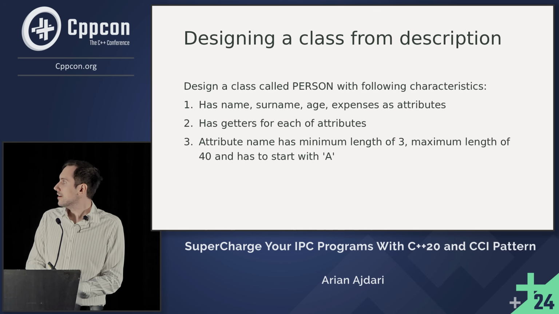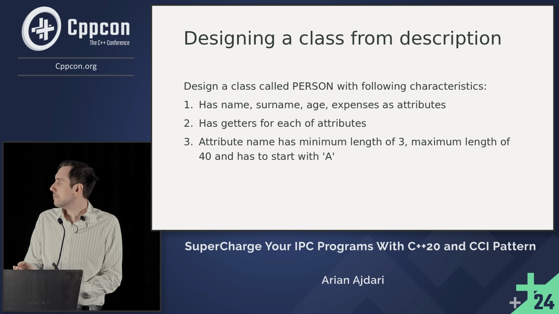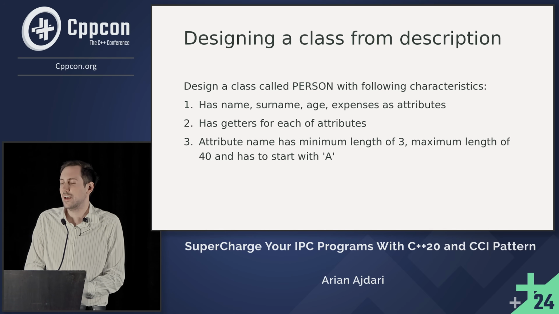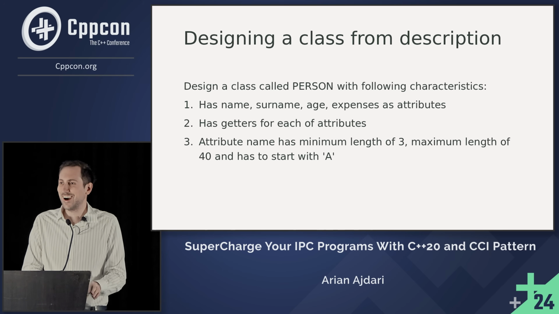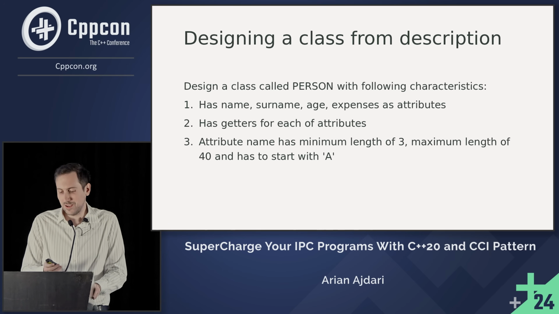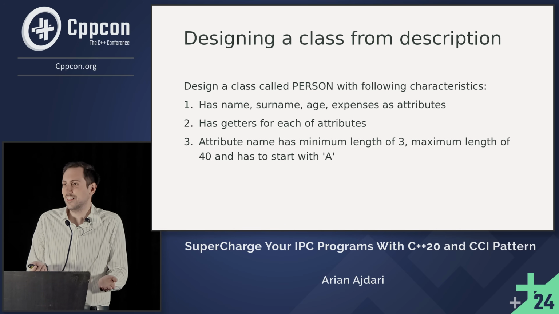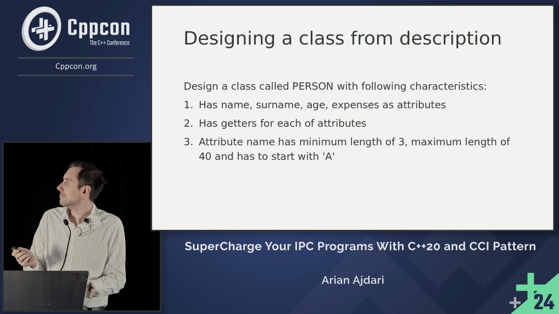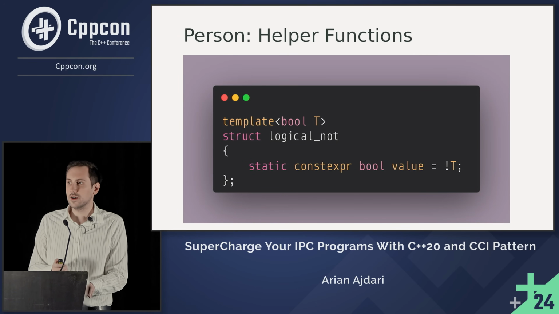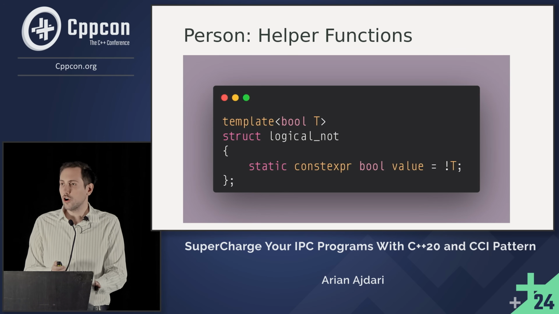has getters. Then the attribute name has a minimum length of 3, maximum length of 14, and has to start with A. Even though it seems like a very unreasonable requirement, as I said, it's not the first time that during our jobs we get unreasonable requirements to deal with. The things that we are going to do differently compared to the DBus example, we are going to create some helper functions, which will help us to more easily express our intent.